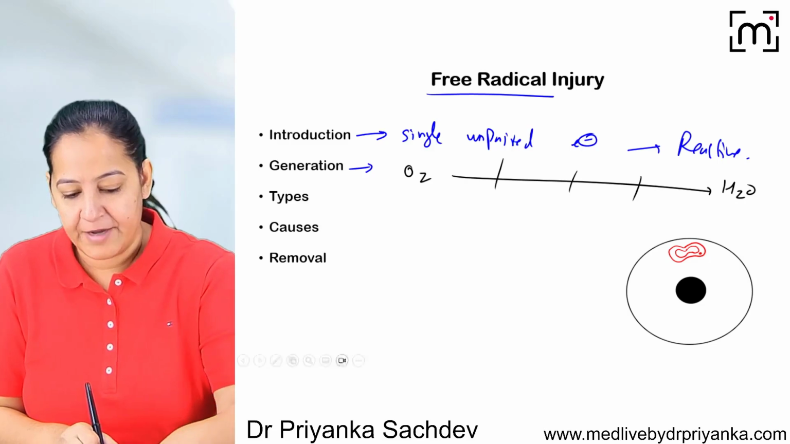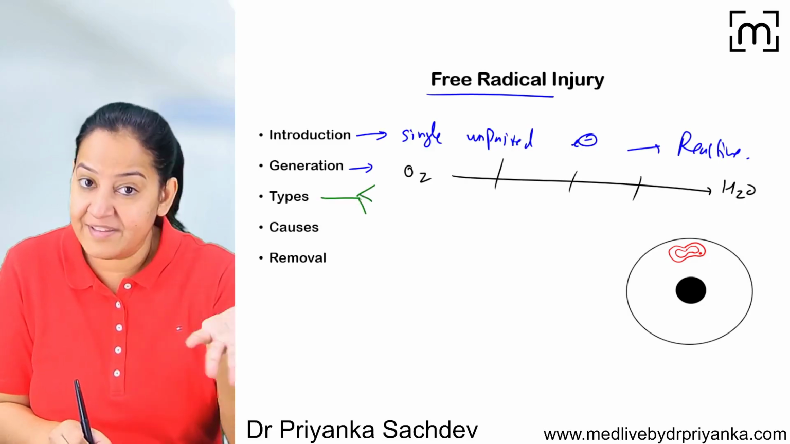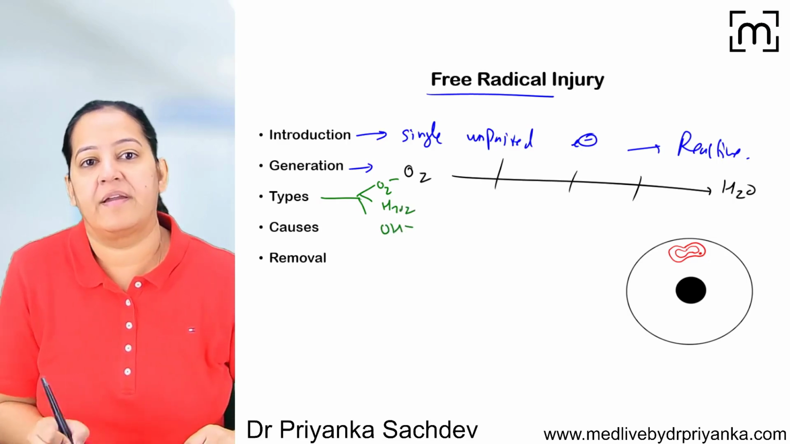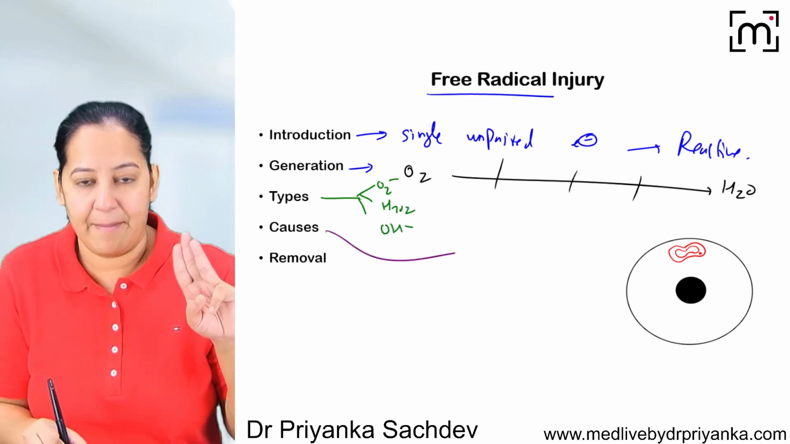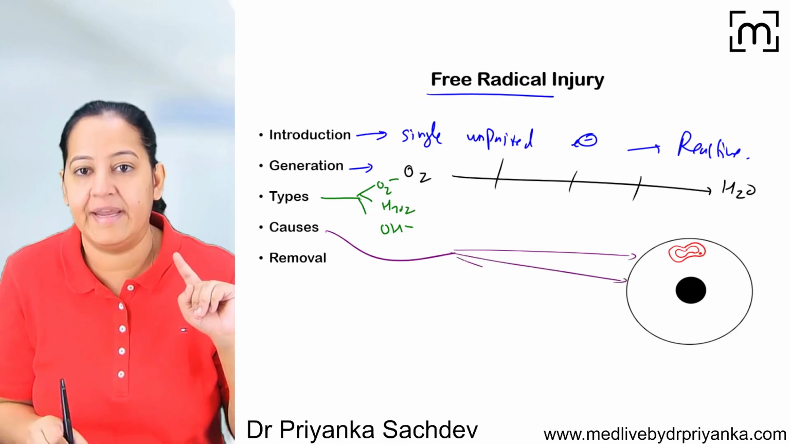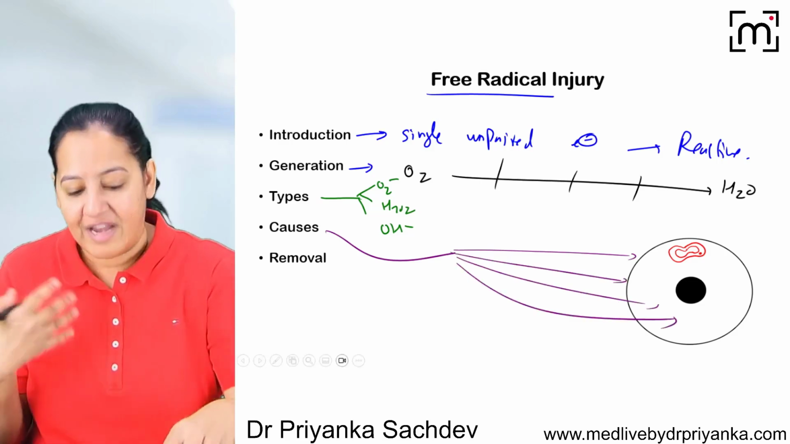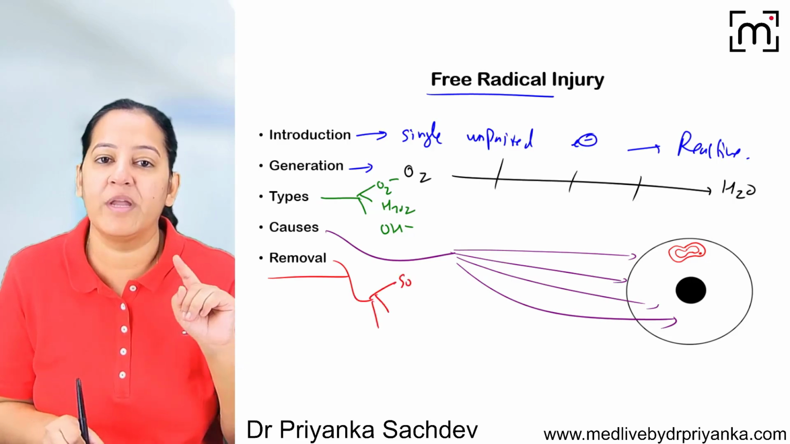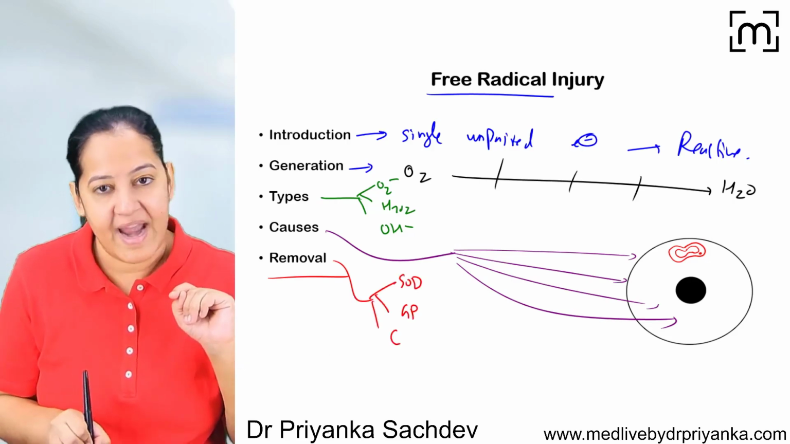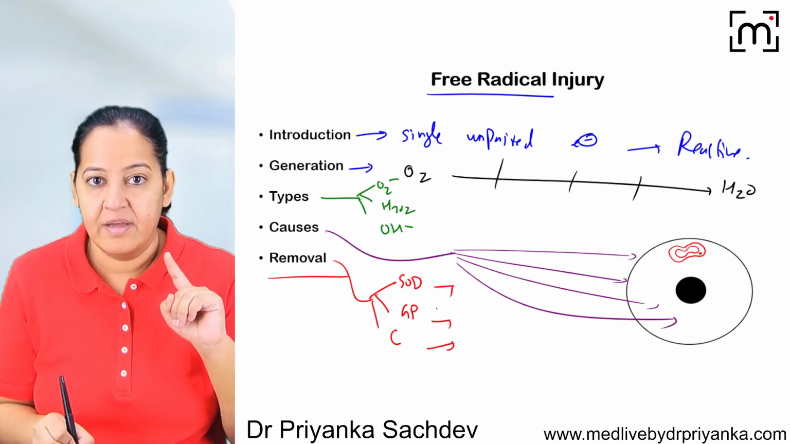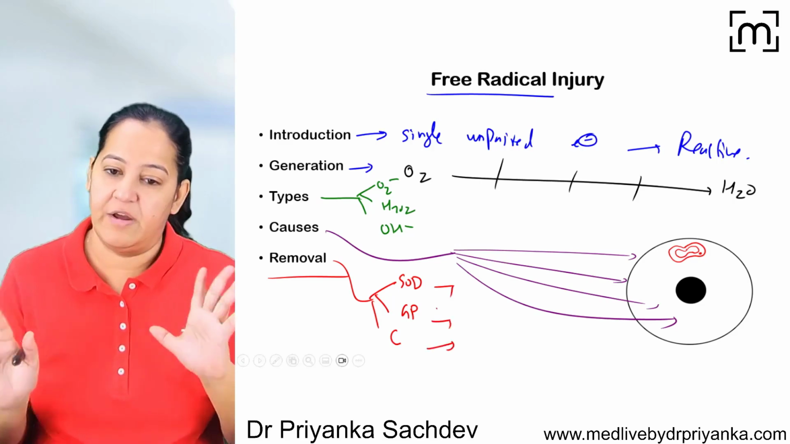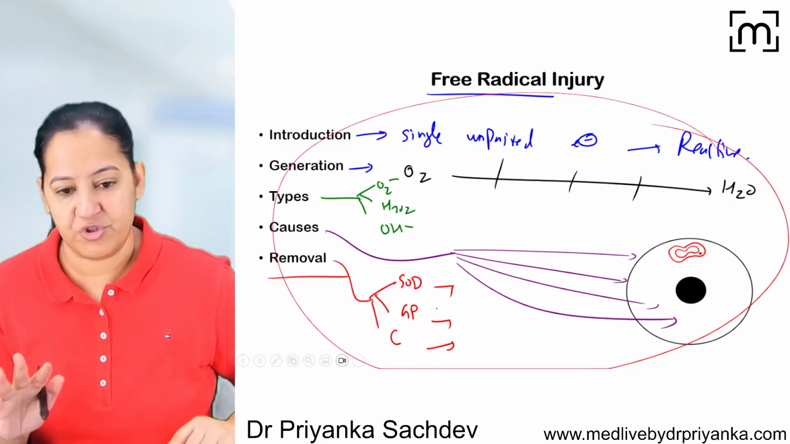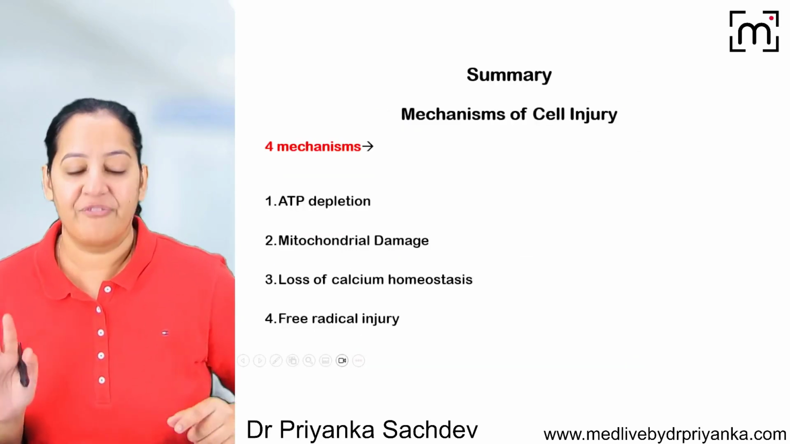Tell me the types. I told you there are three types. You can write down their names and their formula. That is superoxide, hydrogen peroxide, and hydroxyl ion. What does it cause? It causes damage to carbohydrate, protein, lipid, nucleic acid, damage to everything. And how does it get removed? For the removal, there are three enzymes. Write down the names of the three enzymes: SOD, superoxide dismutase, glutathione peroxidase, and catalase. And which reaction they are conducting, you have to write down. If you write all these, you can easily fill 2 pages. So it will come as a short question. Okay, so that is the free radical injury.